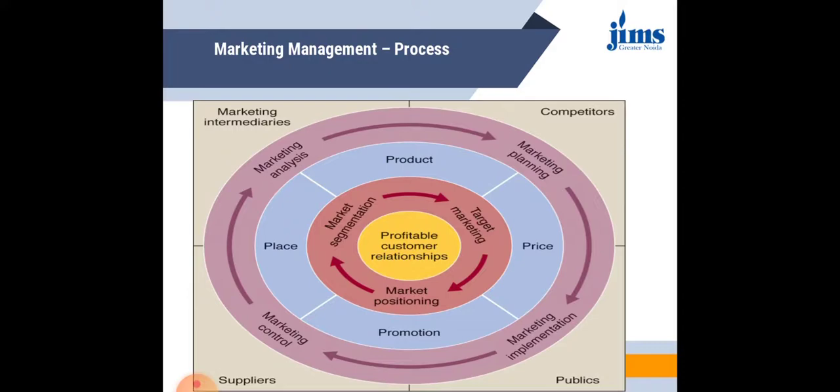Then the second inner layer, that is in blue, includes the four different elements of marketing mix, which we are going to cover in the next topic of this lecture. So basically four elements of marketing mix, which comprise of product, price, place and promotion. Then the third inner layer, which is in dark pink color, includes the STP, which I also just explained, that is the market segmentation, target marketing and market positioning. And inside is the profitable customer relationship.